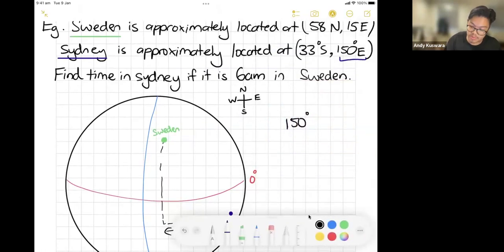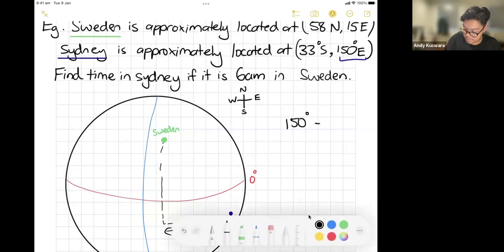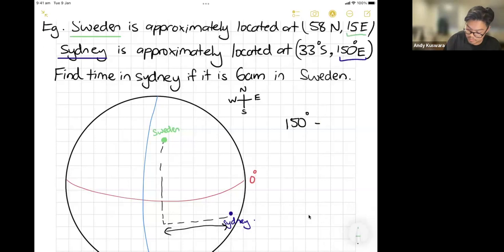And then what I'm going to do is find the difference mathematically, that means minus. So I'm going to minus whatever it was for Sweden, which is 15. So 150 take away 15 gives you 135 degrees. Now, what this tells me, if it's 135 degrees, I'm hoping it's a nice number.